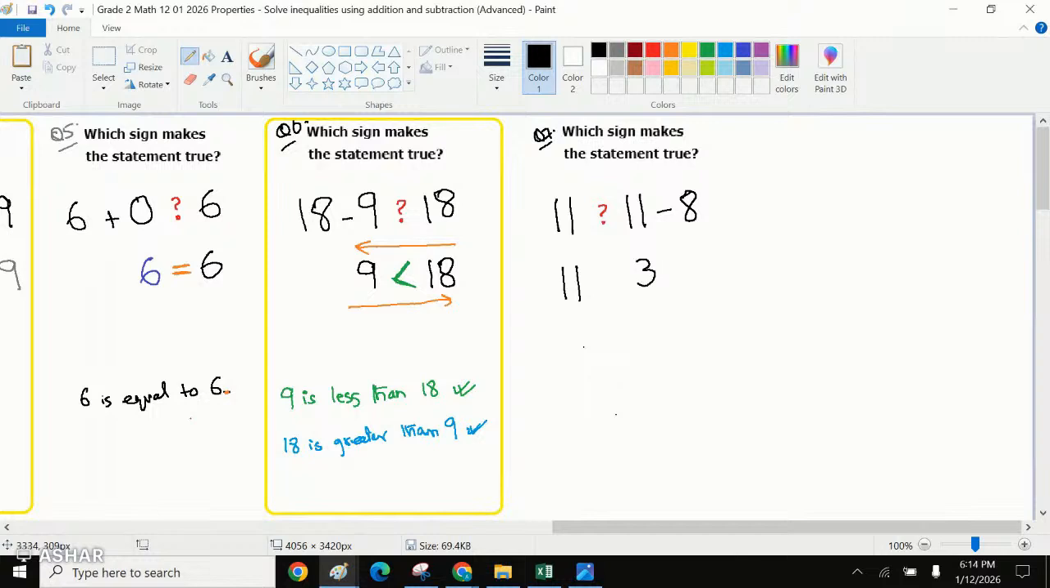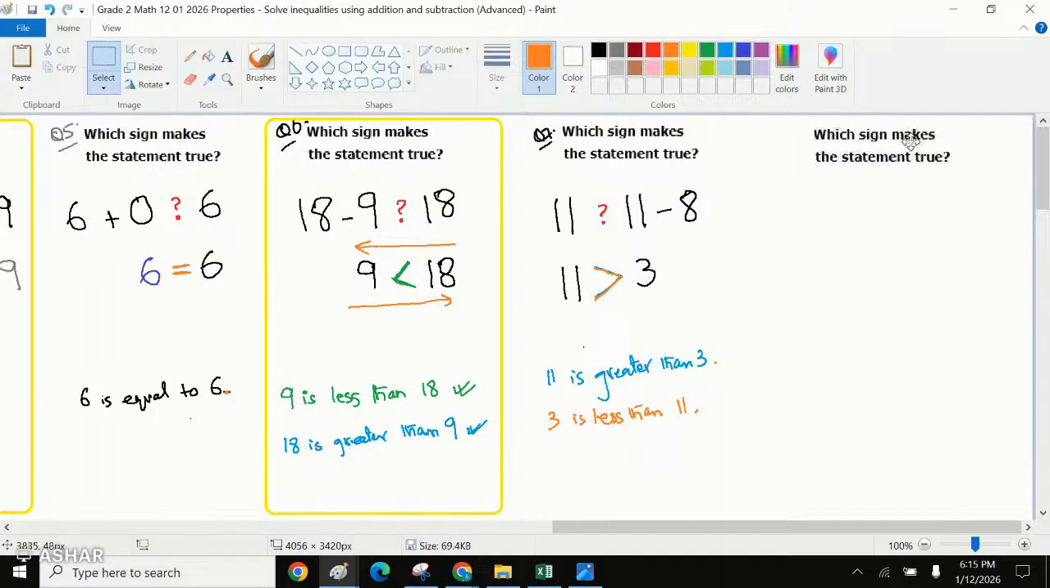So which number is greater? Can I say 11 is greater than 3, right? That means 11 is greater than 3. Or some of you might say that 3 is less than 11, right? So both the statements are true, because the open end would always come towards the bigger number. Yes, thank you so much. 11 is greater than 3.